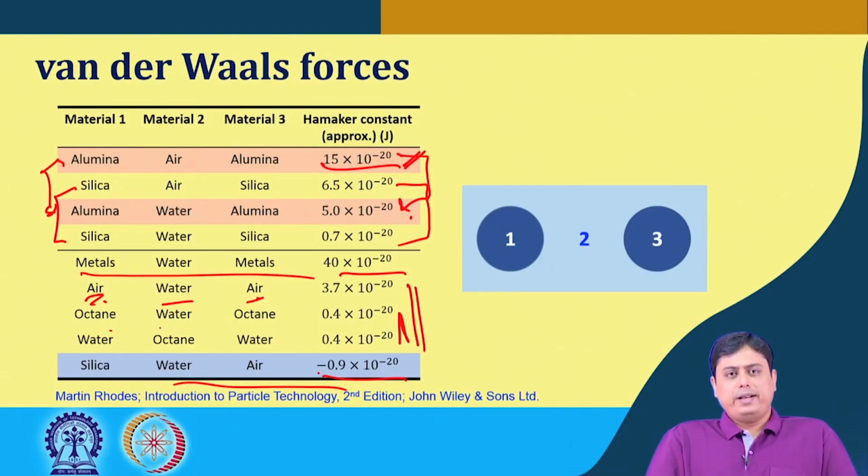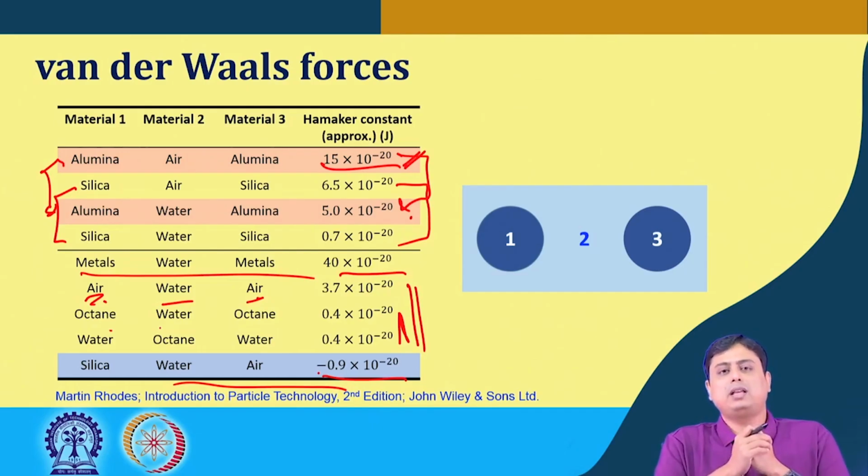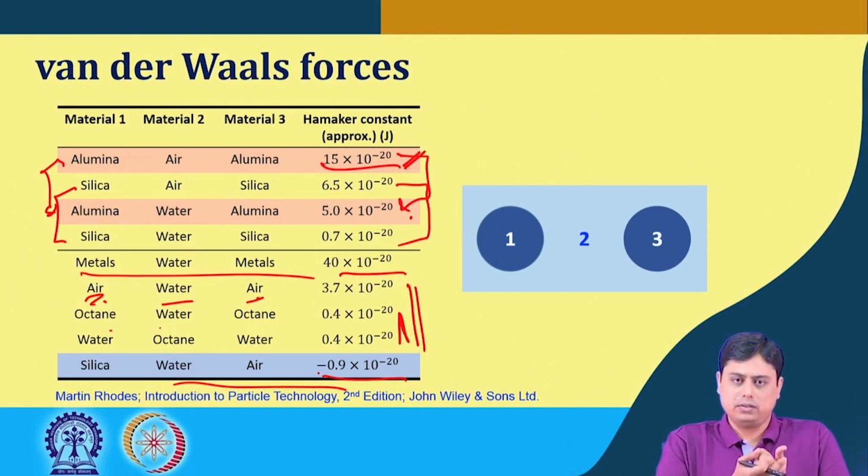So, this provides us an idea of the reason behind why separation of, say, alumina or silica particles in water becomes easier than when they are in air, or why the fine particles in contact with air are more cohesive than they are in water.